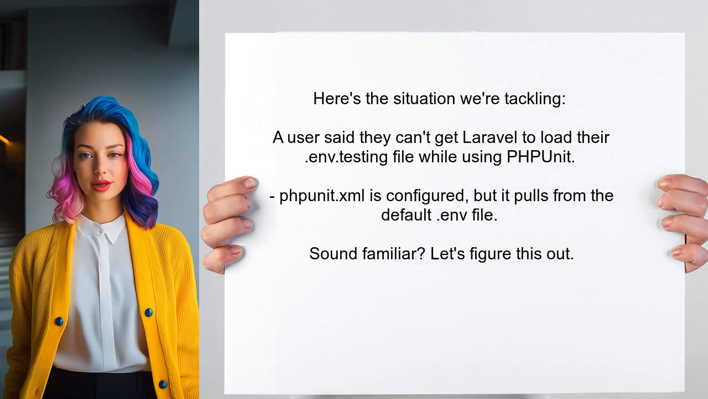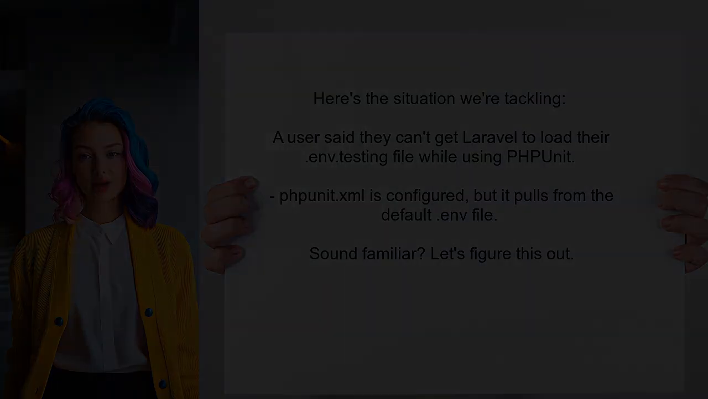Here's the situation we're tackling. A user reached out saying they can't get Laravel to load their .env.testing file while using PHPUnit. They have their phpunit.xml configured, but it still pulls from the default .env file. Sound familiar? Let's figure this out.